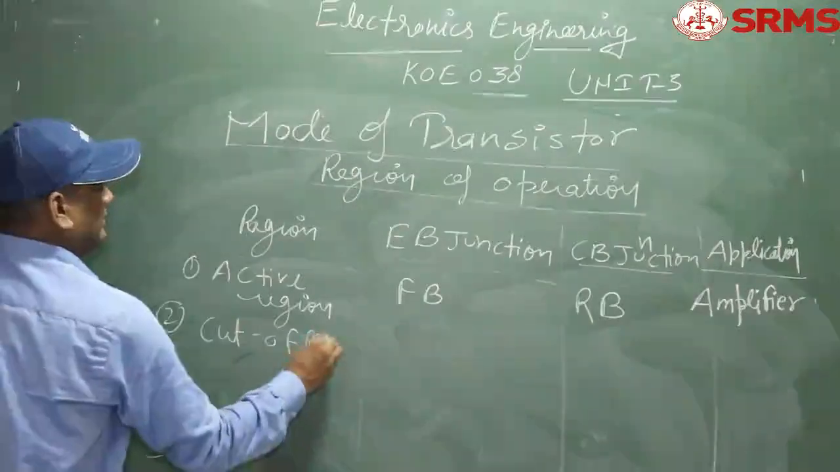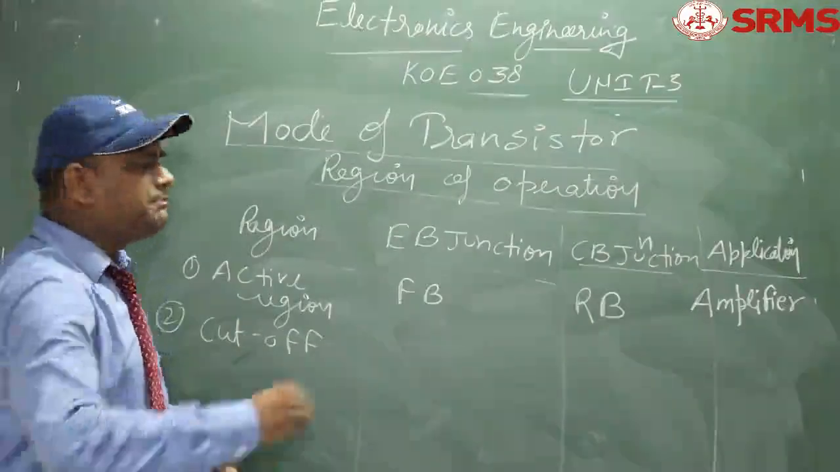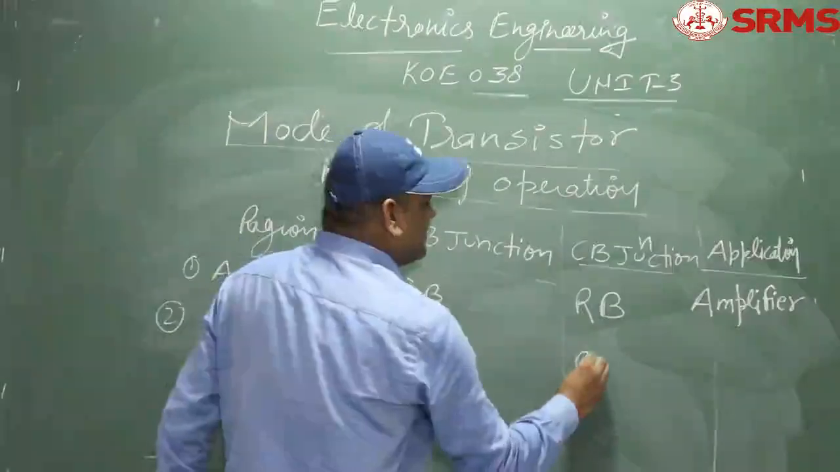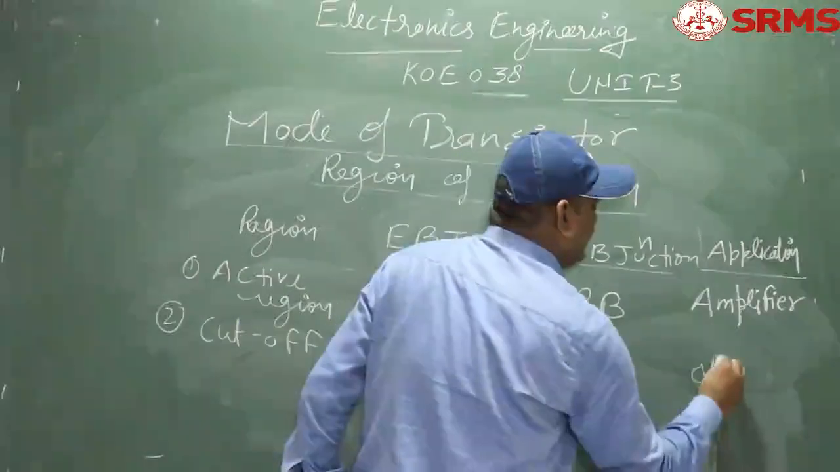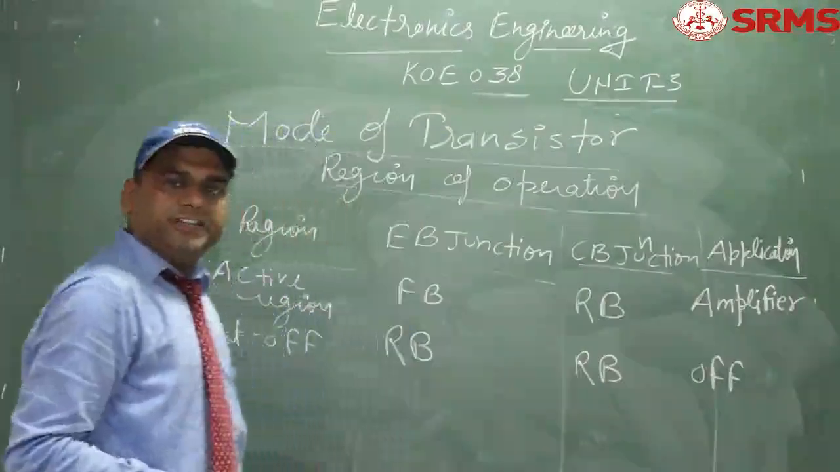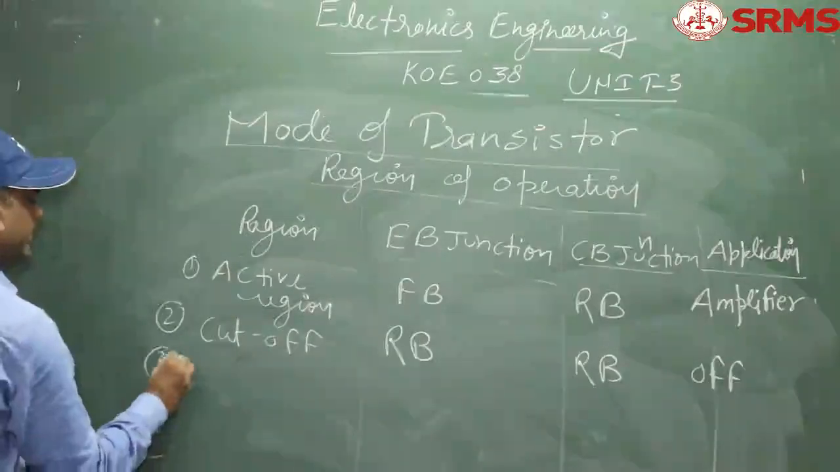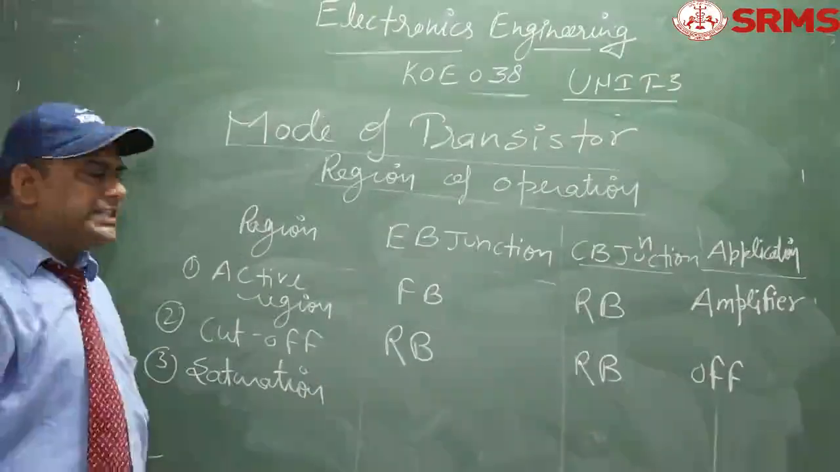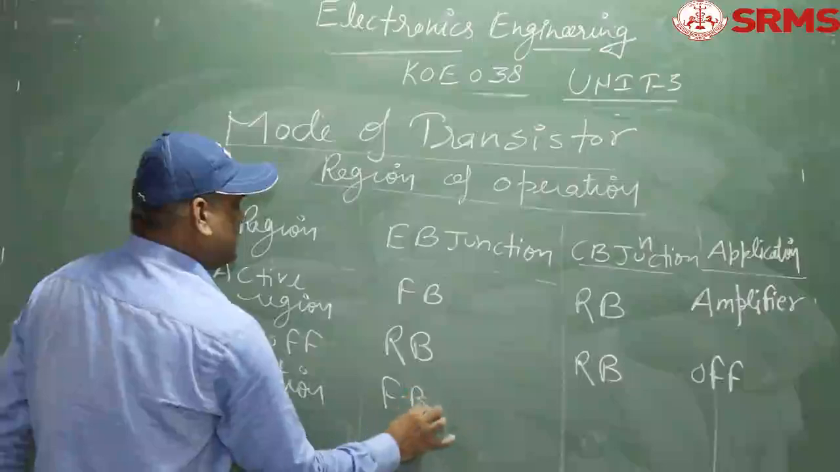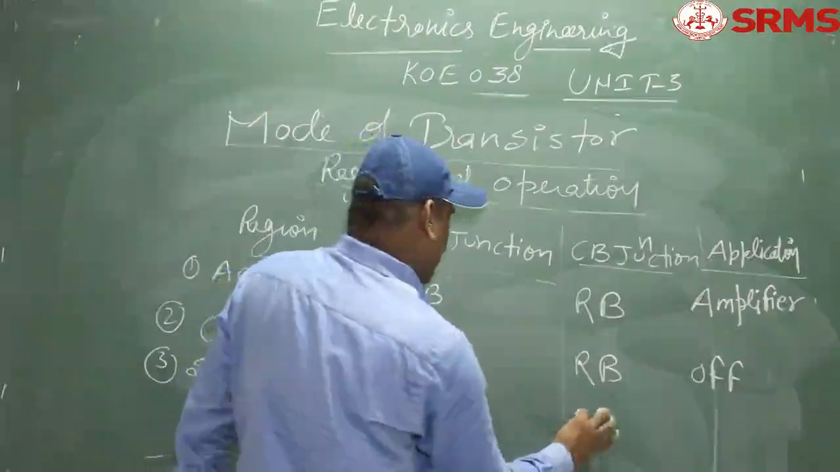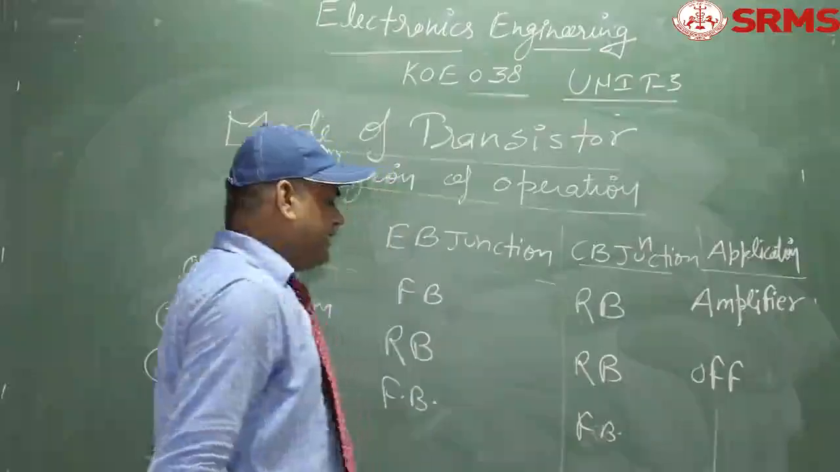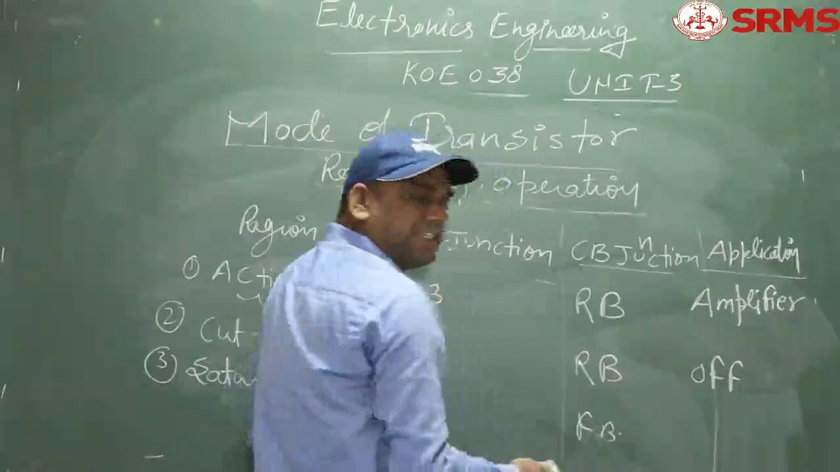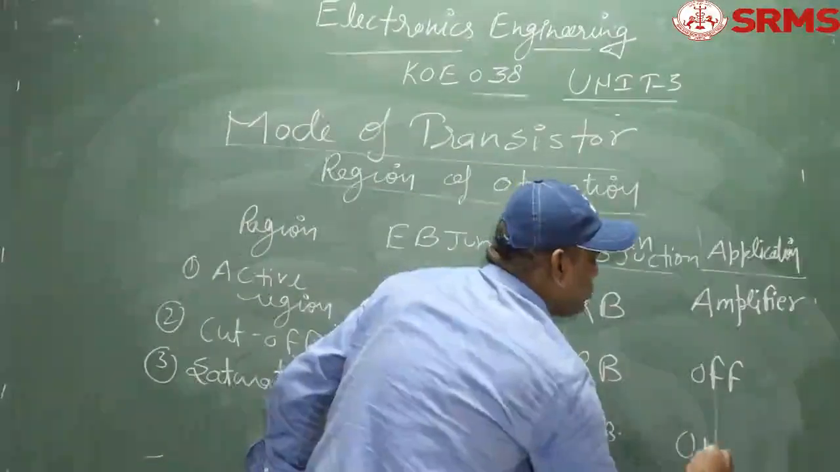And the second is the cutoff region. In the cutoff region, both the junctions are reverse biased. That means the emitter-base junction is reverse biased and the collector-base junction is also reverse biased. Here the transistor is off. It is used as an off switch. And the third one is saturation. In the saturation region, the emitter-base junction is forward biased and the collector-base junction is also forward biased. Whenever the input side is forward biased and the output side is forward biased, the transistor is on and behaves like a short circuit. This is an on switch.